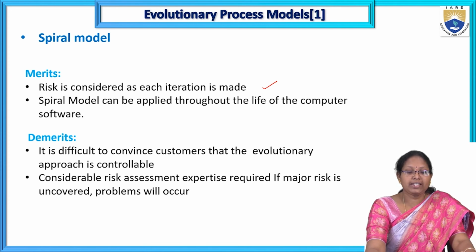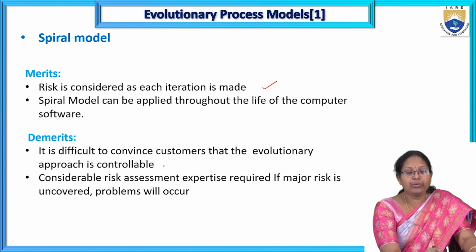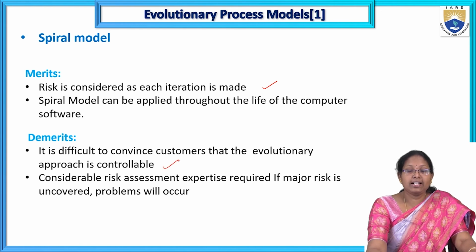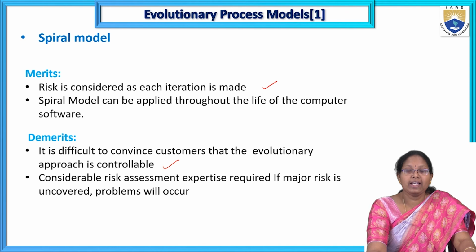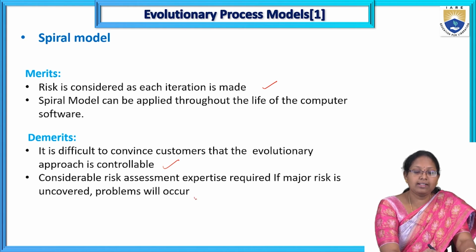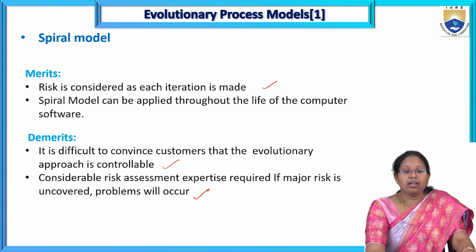As well as the demerits: it is difficult to convince the customers that the evolutionary approach is controllable. Considerable risk assessment expertise is required. If a major risk is uncovered, problems will occur. So these are the major demerits of the spiral model, which is under the evolutionary process model.